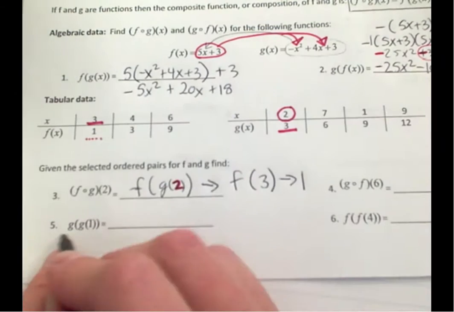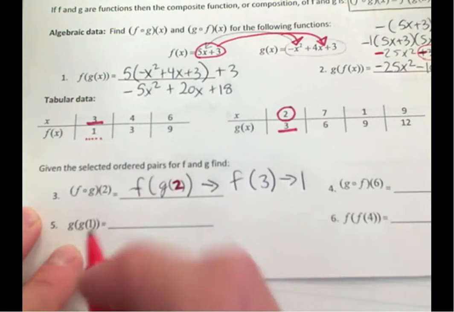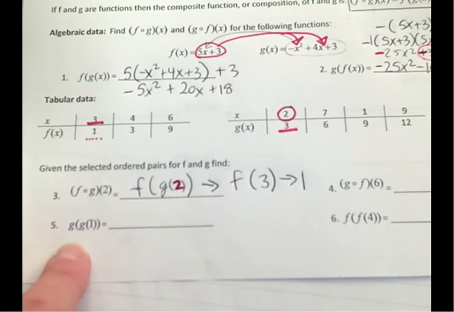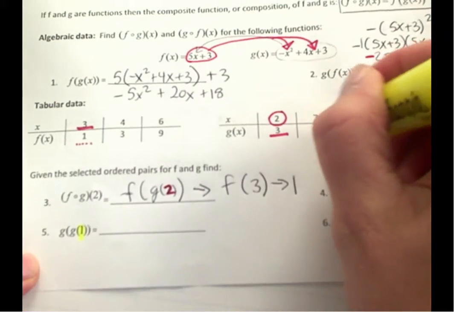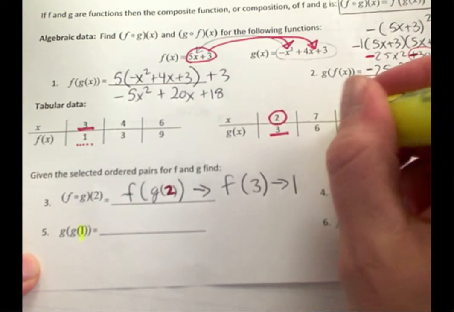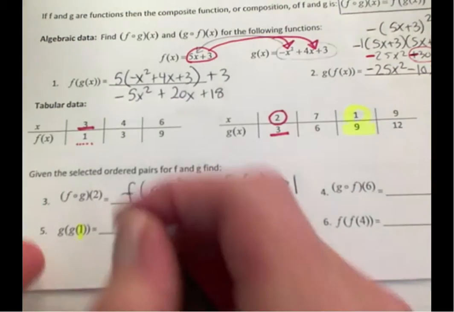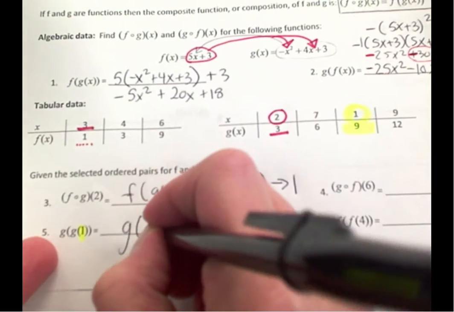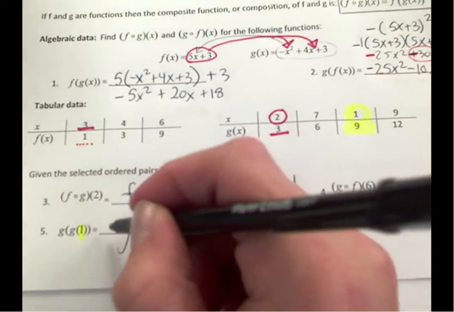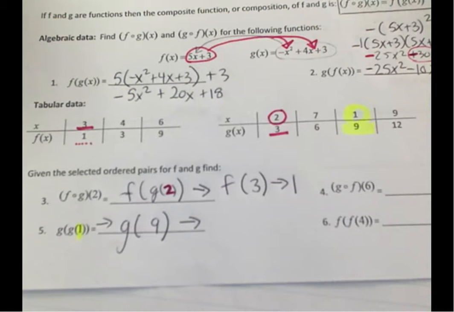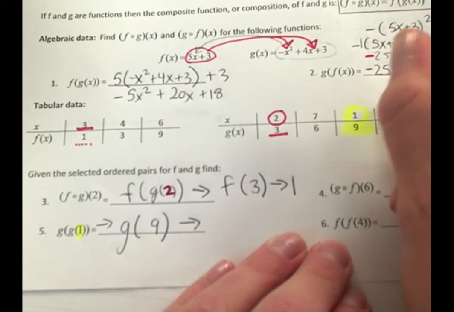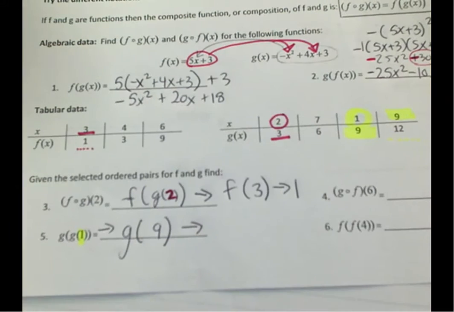Okay? Oh, it's already in the format, so I'm going to start at 1. Goes to 9. Okay? G of 9. Oh, I'm still on the G table. That's okay. You can repeat the function. It doesn't always have to be different. Okay? 9 goes to 12.